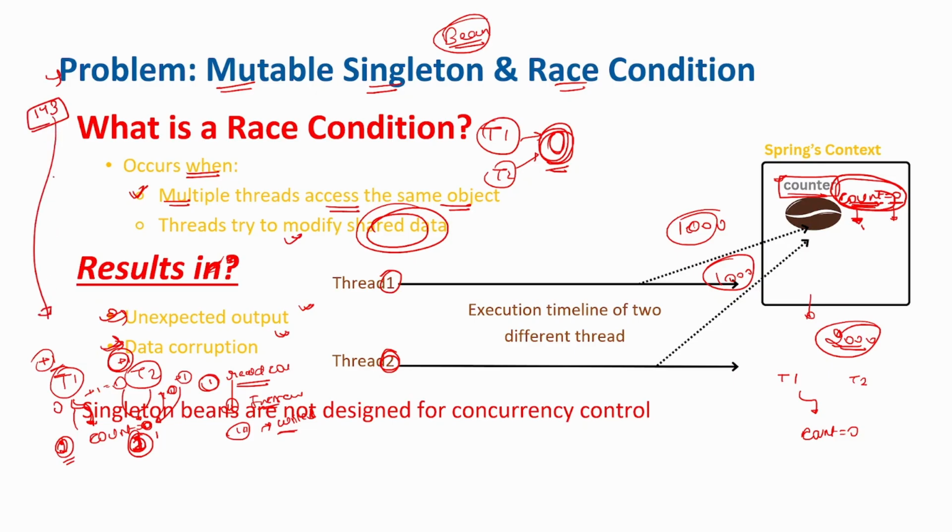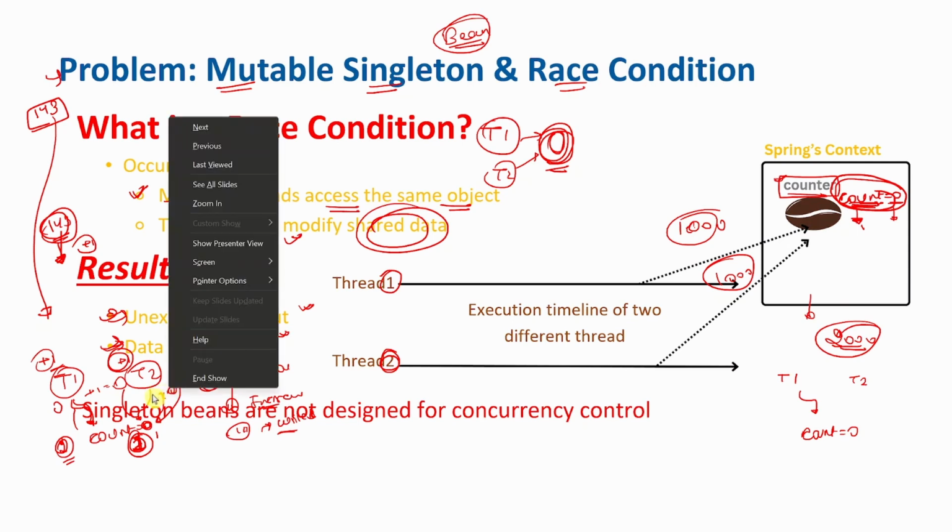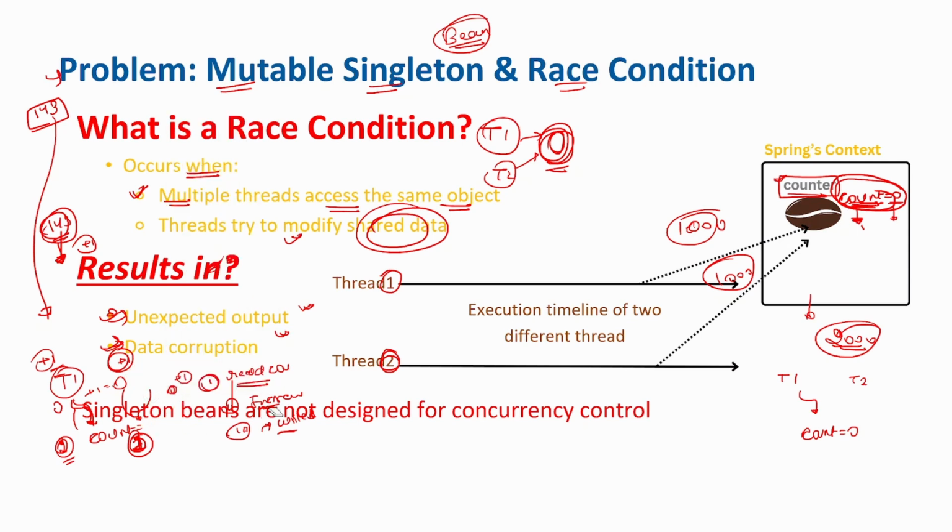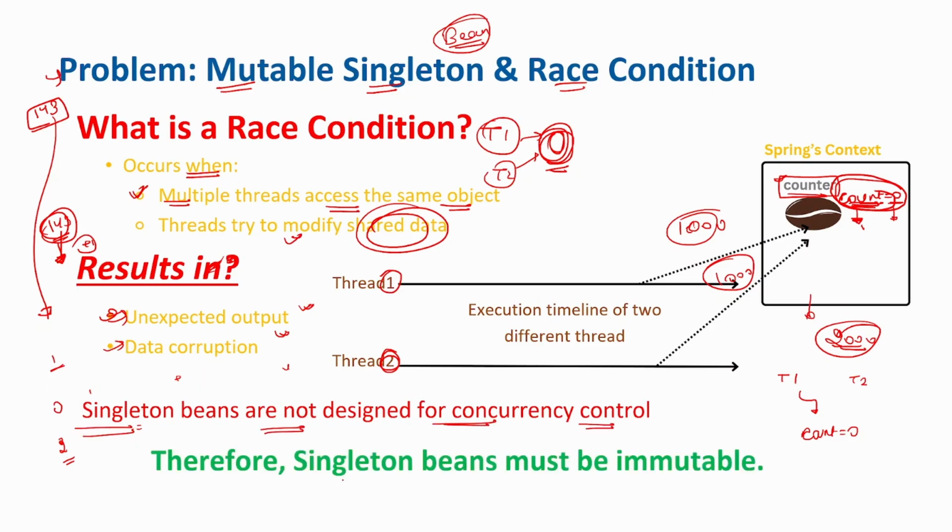Both T1 and T2 try to modify the same data, and 143 times it leads to the loss of one count. So that's why it is not recommended to use mutable state in the singleton scope type. Therefore, a singleton bean must be immutable, and we should not use any mutable thing in the singleton bean, because it leads to race conditions, data corruption, and unexpected output.